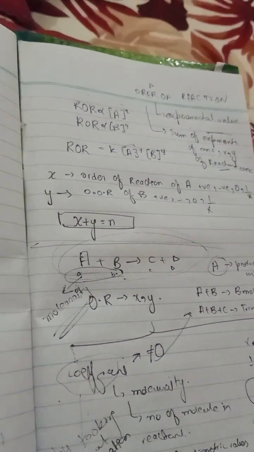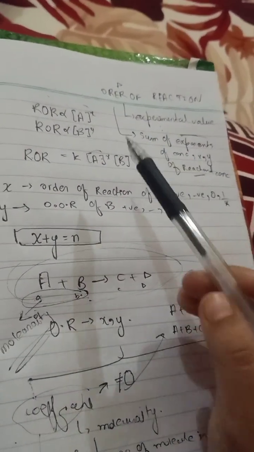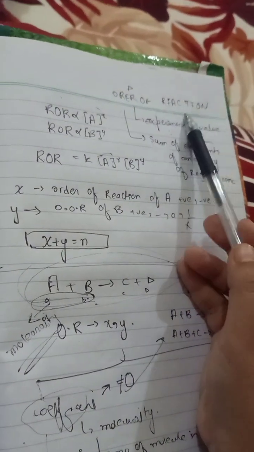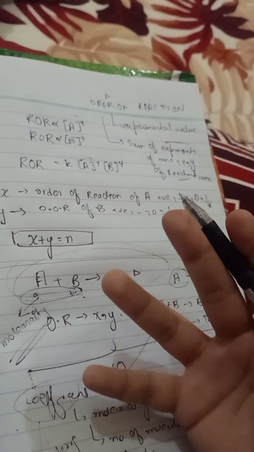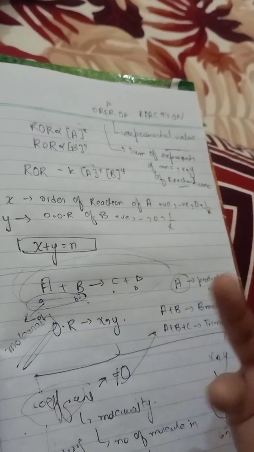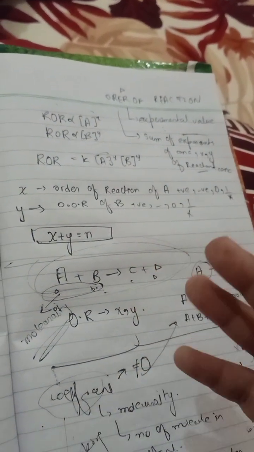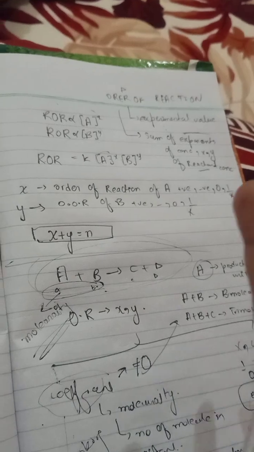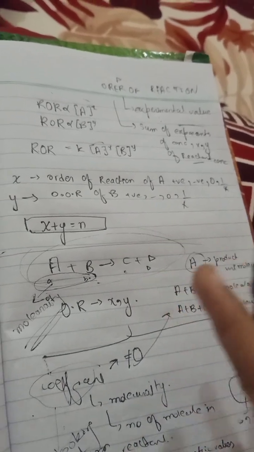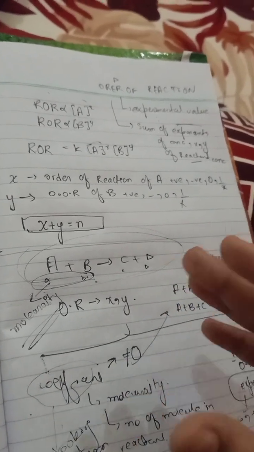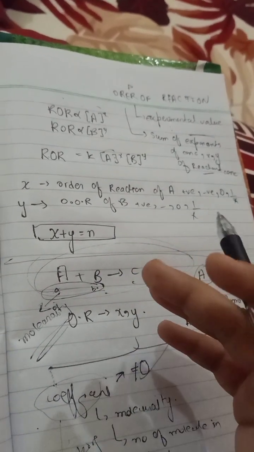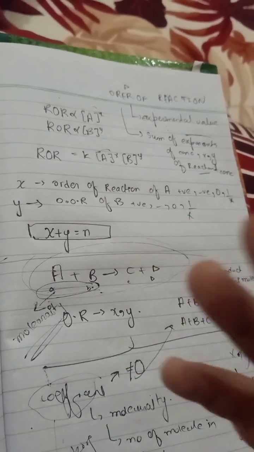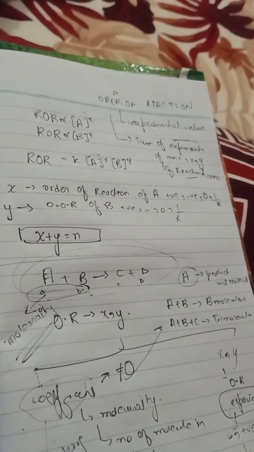So this was about the order of reaction. In the next video we are going to discuss how we can find out the order of reaction. This was a little bit of introduction, the definition, and the types. In the next video we will discuss the rate constant, as well as how we can find out the order of reaction.